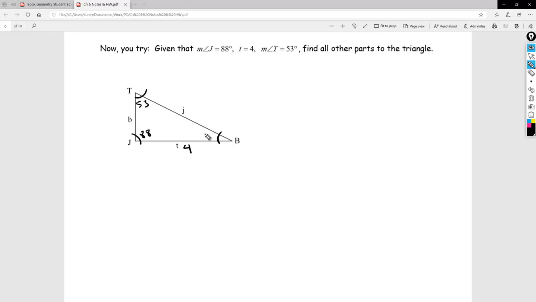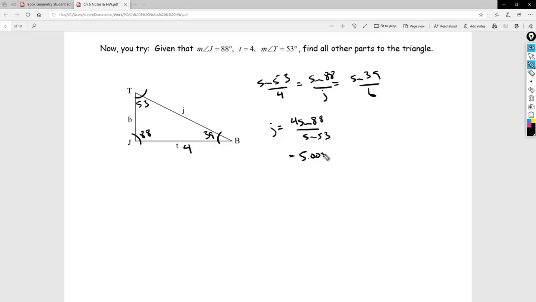Solving for the measure of angle B, we get 39. And so I can set up my ratio. I know that sine of 53 is to 4, as sine of 88 is to J, as sine of 39 is to B. Okay, and then I just need to solve for J and B. So J must be 4 sine of 88 divided by sine of 53, which is 5.005. B must be 4 sine of 39 divided by sine of 53, which is 3.151.